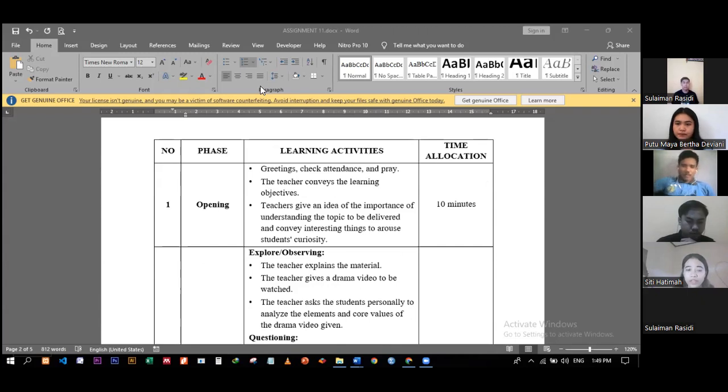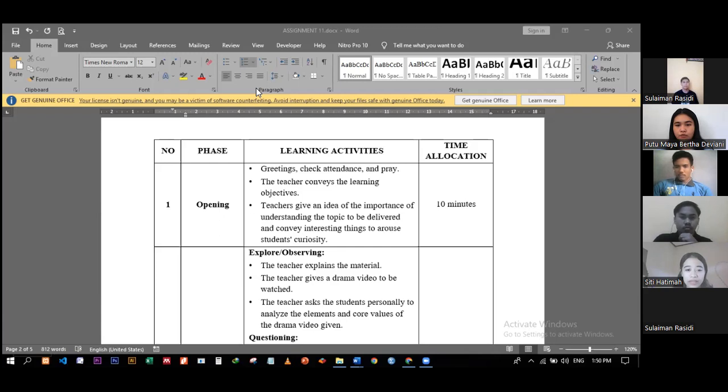So I'm going to be talking about the learning activities. The learning activity can be divided into 3 parts, namely opening, core activity, and also closing. In the opening, the teacher greets the students and checks the attendance, and also asks the students to pray together before getting started with the lesson. And then the teacher conveys the learning objective. The teacher also gives an idea of the importance of understanding the topic to be delivered and conveys interesting things to arouse students' curiosity.